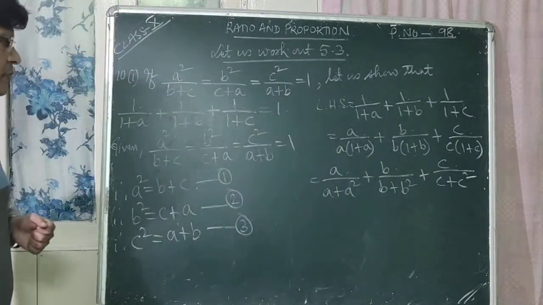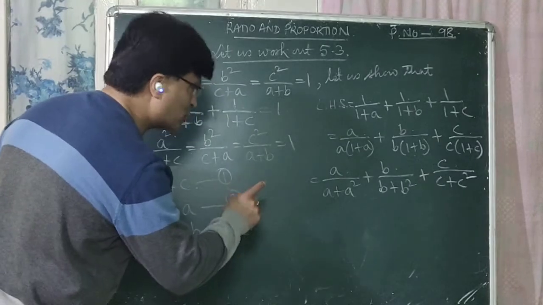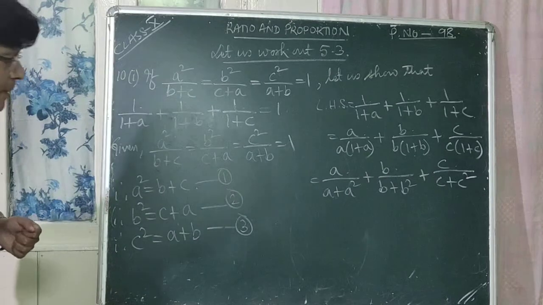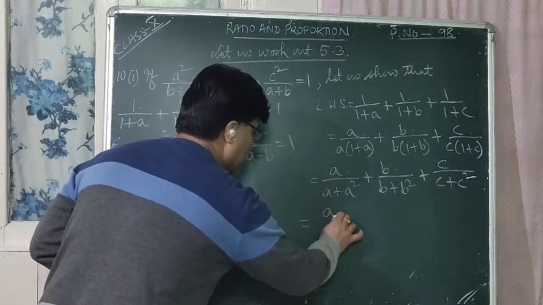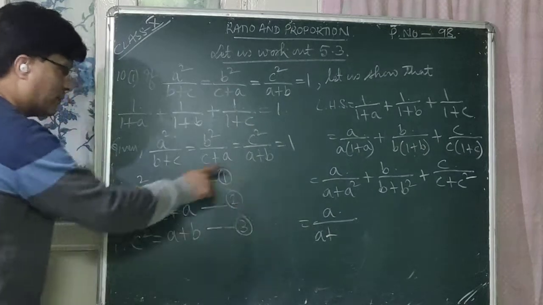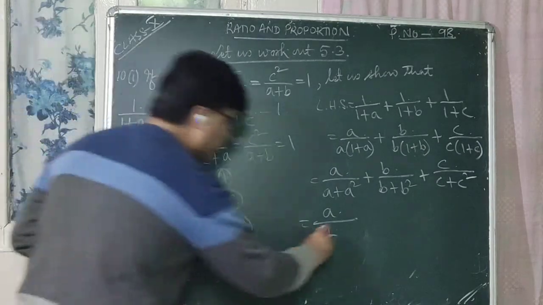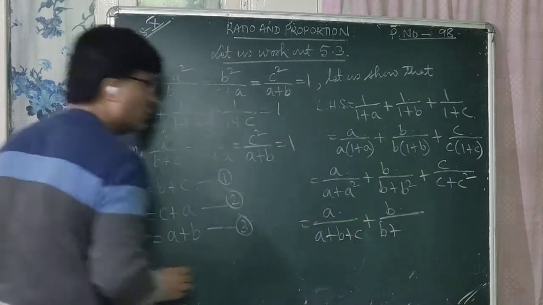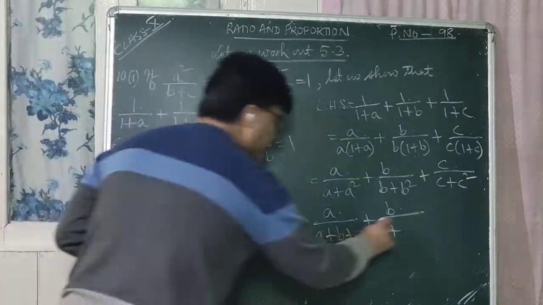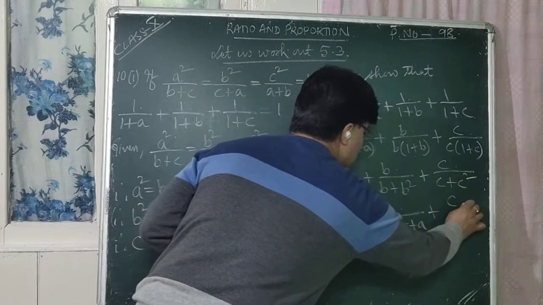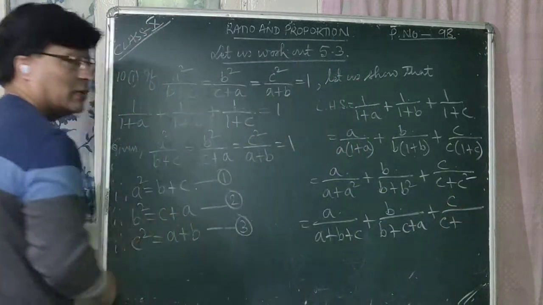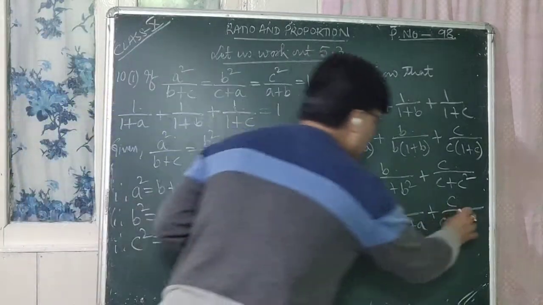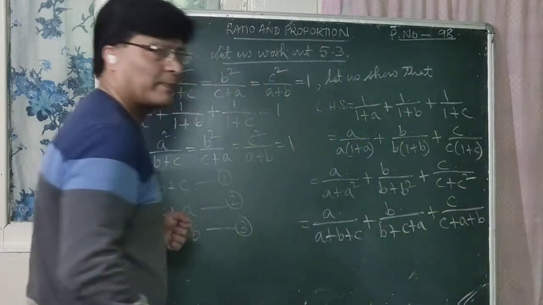Now next, you can put the values of a square, b square and c square from 1, 2 and 3 respectively, isn't it? So this is equal to a upon a plus, what is the value for a square? It is b plus c, plus b upon b plus, what is b square? It is c plus a, plus c upon c plus, what is the value for c square? It is a plus b, right? So let us write here a plus b.